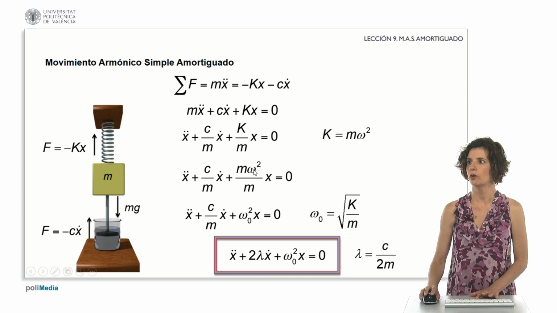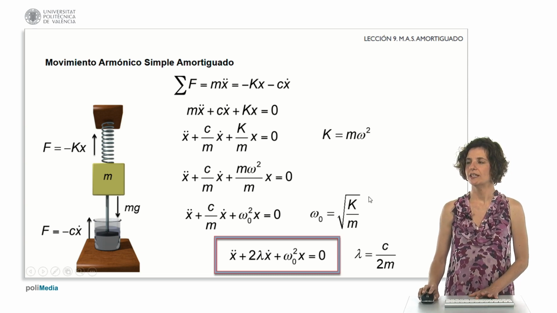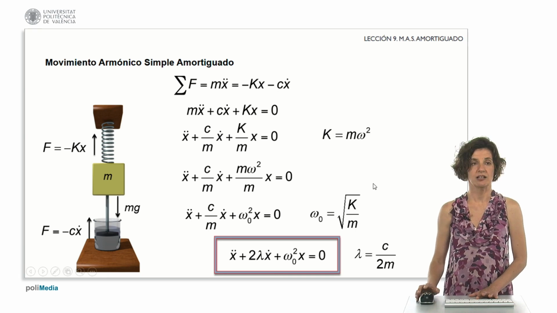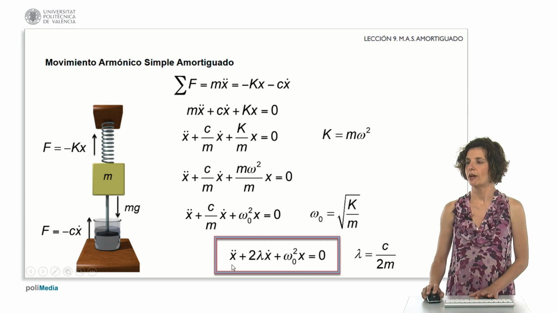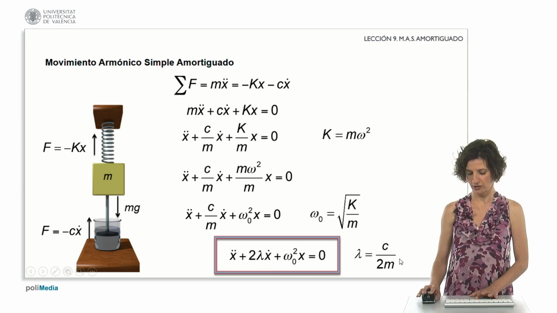This omega is the one we have seen so far. It is the square root of k divided by m, and it is the pulsation of the undamped oscillations. So, the differential equation is this. In the bibliography, you can find it written in this form, where lambda is the damping factor, which is nothing more than c divided by 2m.